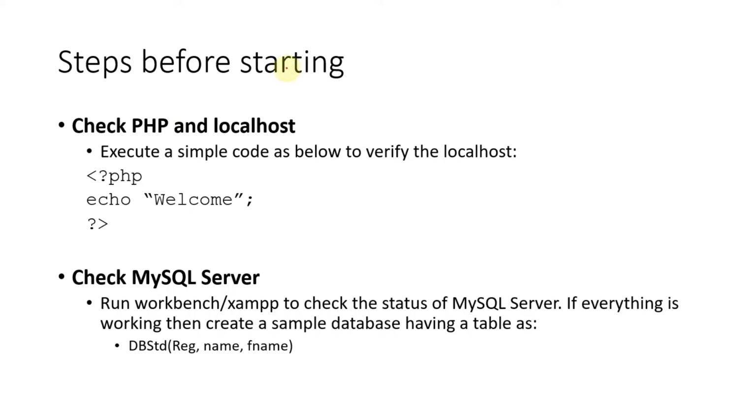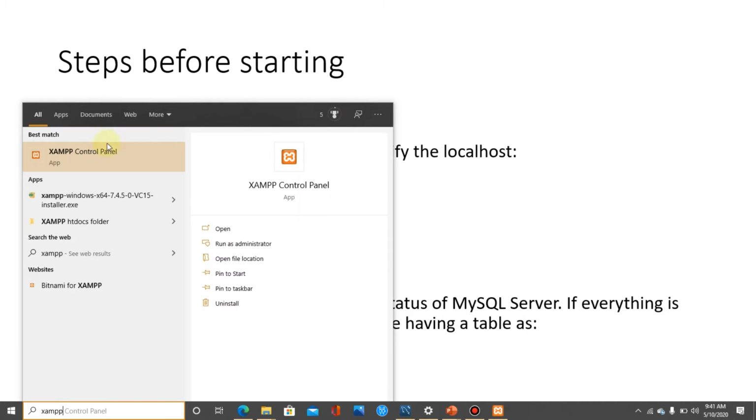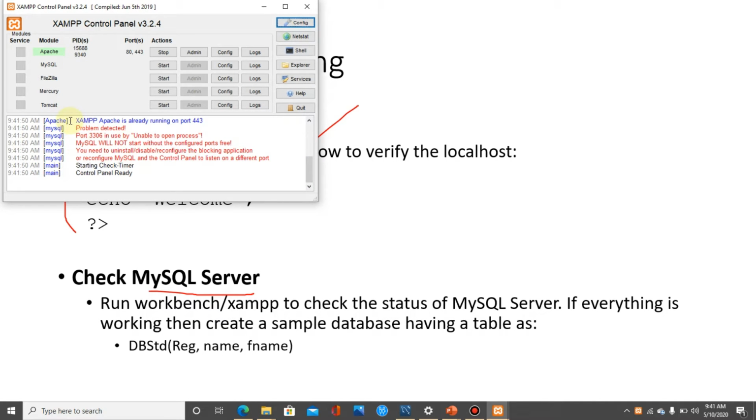Before we start, first check whether the localhost and MySQL server are running or not, and then we will execute a sample PHP code to confirm the working condition of our system. So first, for localhost, I must check the Xampp control panel. So here you can see the Apache server running. Suppose it is not running, then you can run it from here. You will find the start button, so just click that start button and it will start running.